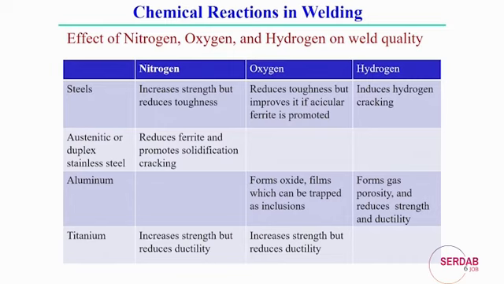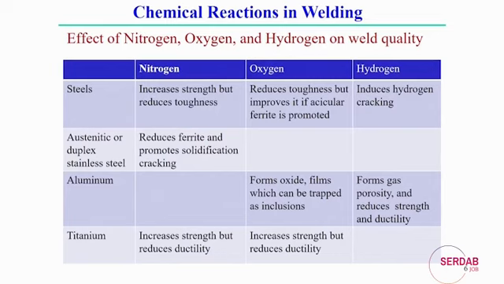As for hydrogen, the role of hydrogen in steel during the welding process is to induce hydrogen cracking, which is normally a cold cracking process. So, these are the roles of nitrogen, oxygen and hydrogen, and in their presence, these types of properties can be affected when you try to weld the steels.